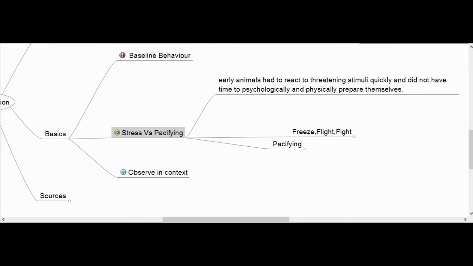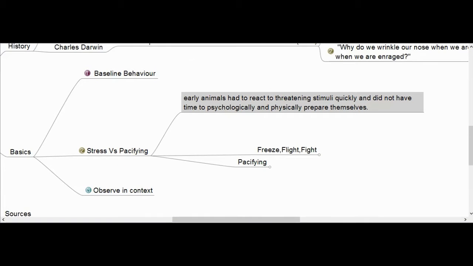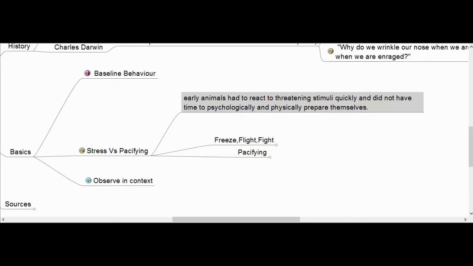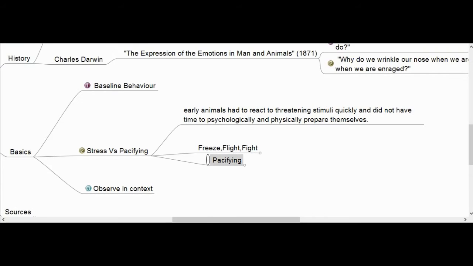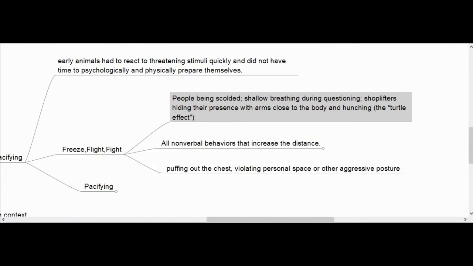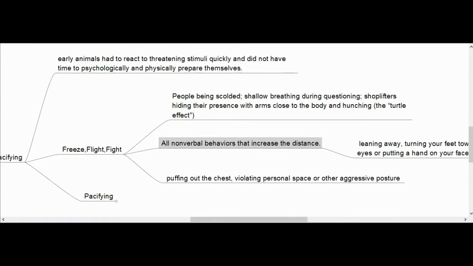So let's look at them. Early animals had to react to threatening stimuli quickly. They did not have time to psychologically and physically prepare themselves. So it's basically when people are being scolded, shallow breathing, hearing questioning, shoplifters, having their arms close to their body. It's an alternative to total effect. You can look that up if you want to. All nonverbal behaviors that increase distance are related to flight.